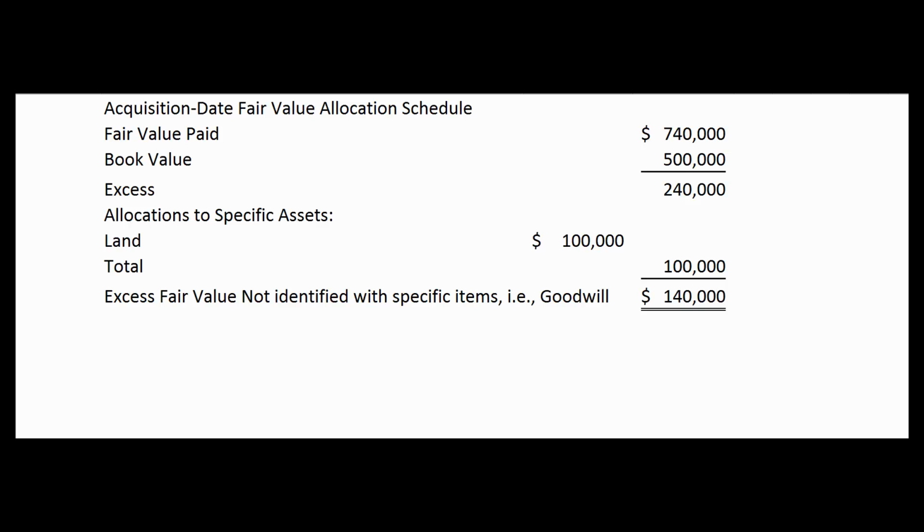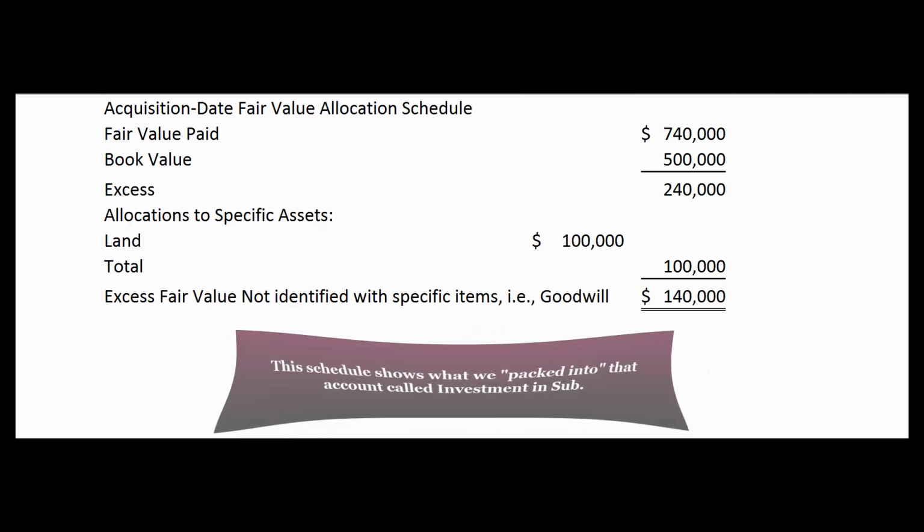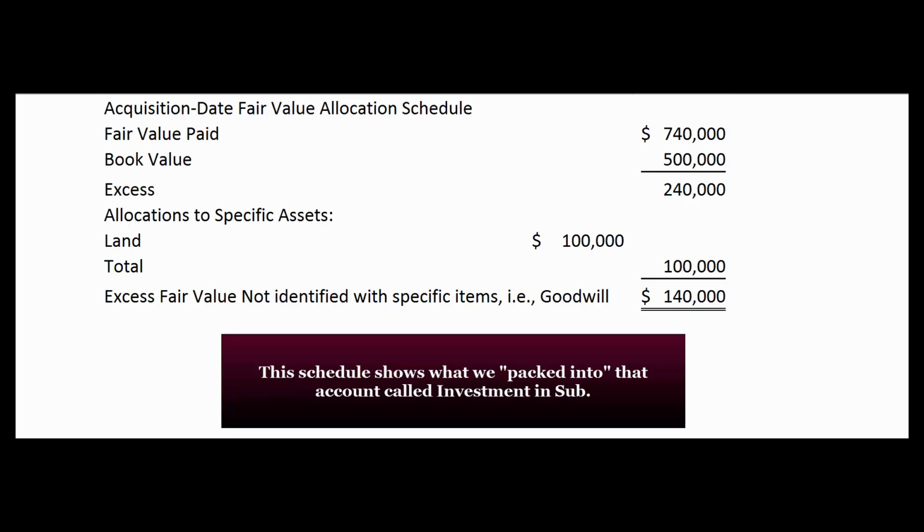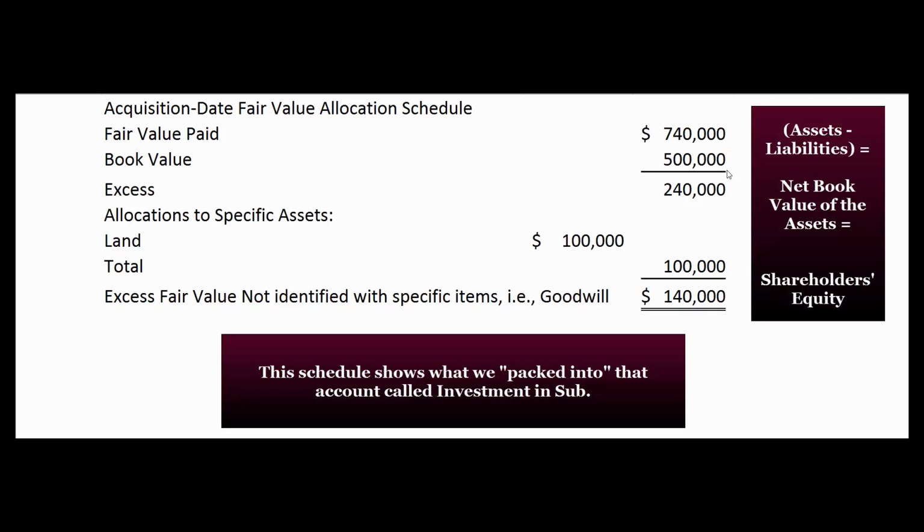So before we prepare a worksheet that's going to simulate consolidated financial statements, let's prepare an acquisition date fair value allocation schedule to figure out what was packed into that thing called investment in sub. We paid them a total of $740,000. That was $700,000 cash and $40,000 in the contingent performance obligation. The net book value of their assets, or another way to say that is their shareholders' equity, was $500,000. So the excess that we paid is $240,000. $100,000 of that went to land. Remember, the land was on their books for $500,000, but was really worth $600,000. And so that left us with $140,000 worth of goodwill.